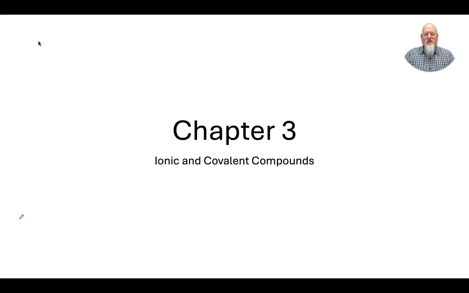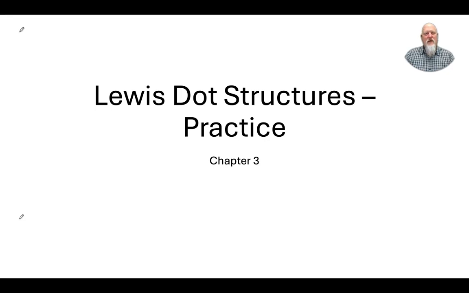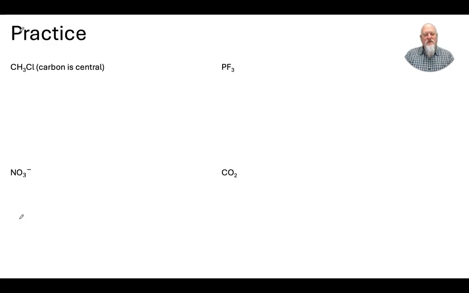Alright, so this is the last video from chapter 3. I thought we would just do a little bit of practice with Lewis dot structures, and follow the rules and do what we do. So we have chloroform, that first thing, CH3Cl, and it's telling us carbon is central. That means we have carbon, then the three hydrogens are bonded to the carbon, and the chlorine is also bonded to the carbon.